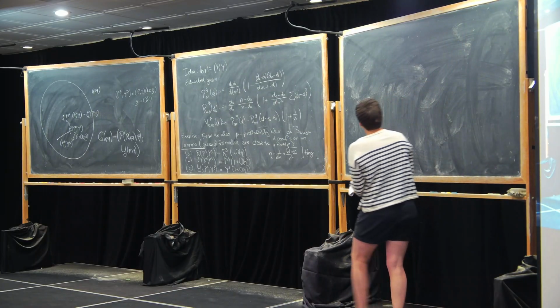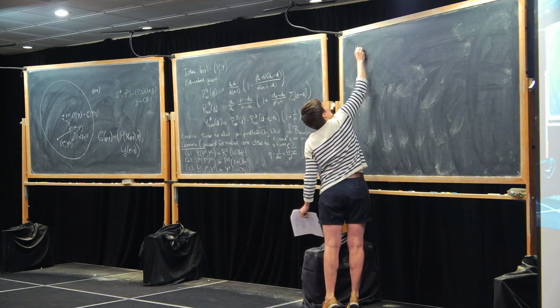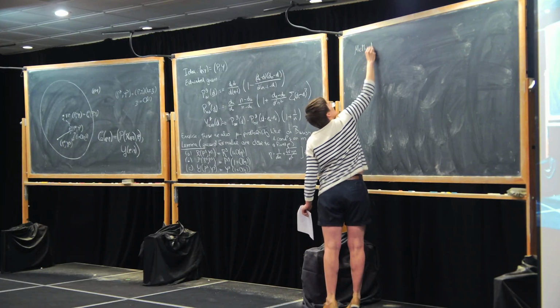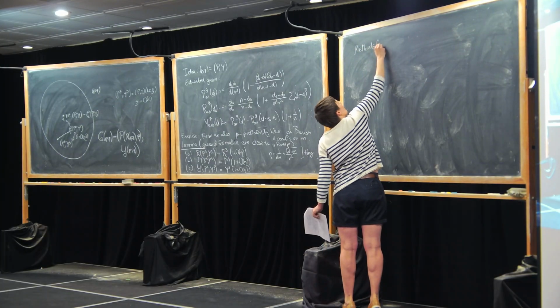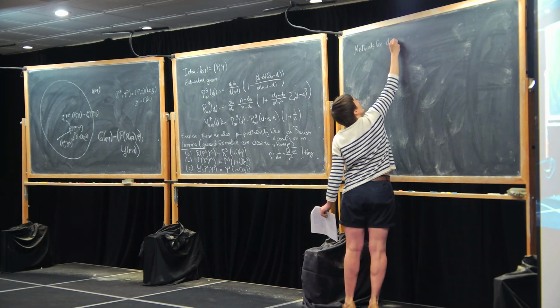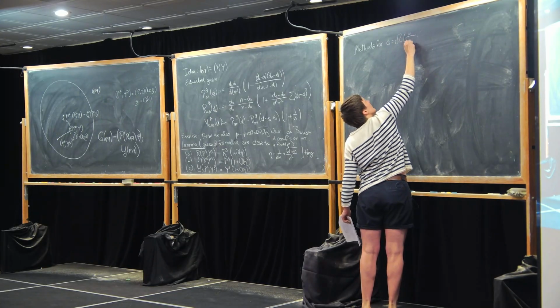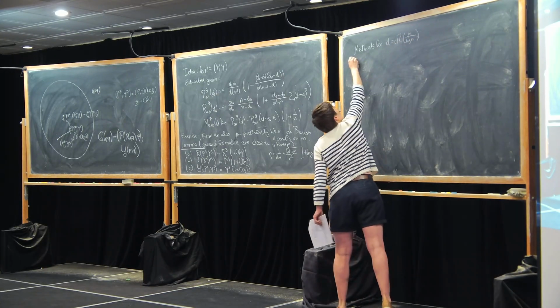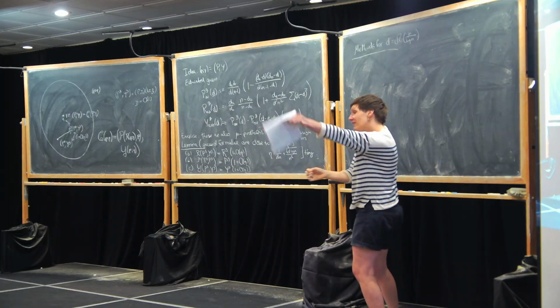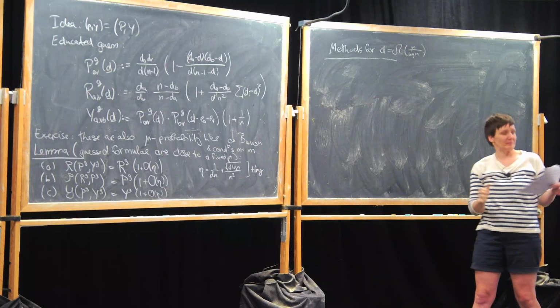Okay, so methods for D equals at least N over log N. And this will just be a sketch, so that you know what's going on.